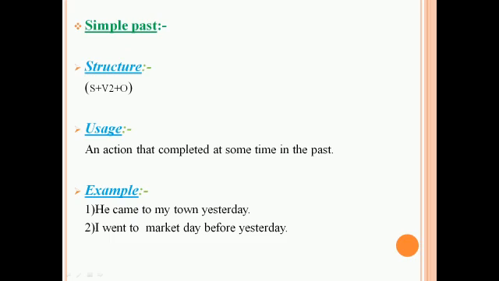Now come to simple past tense. Structure of simple past tense is subject plus V2 plus object. V2 is past form of verbs. We use simple past tense to express an action that completed at some time in the past. Past time indicators should be there. Example, he came to my town yesterday, or she came to my house yesterday. My uncle visited Warangal last week. I went to market day before yesterday.